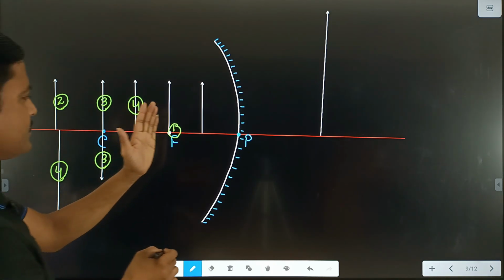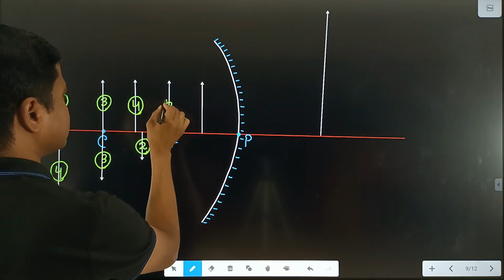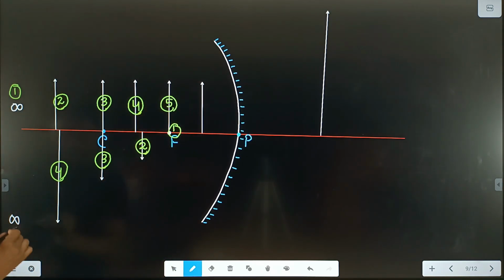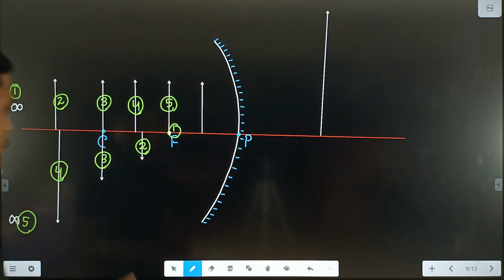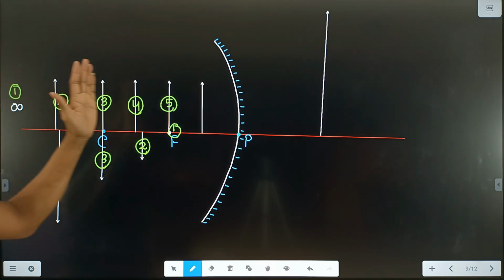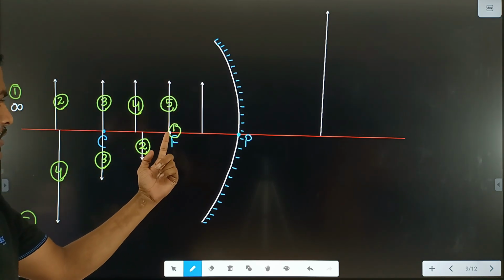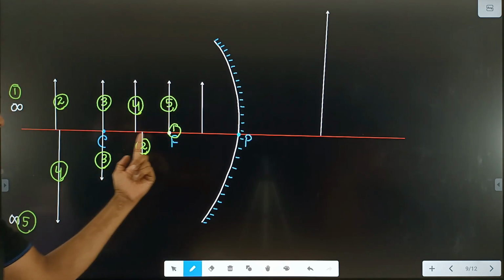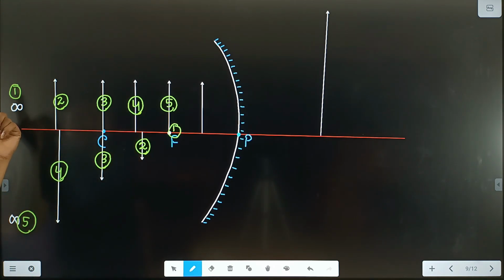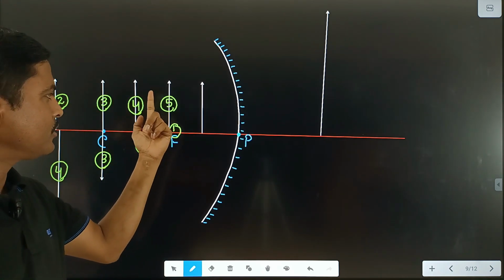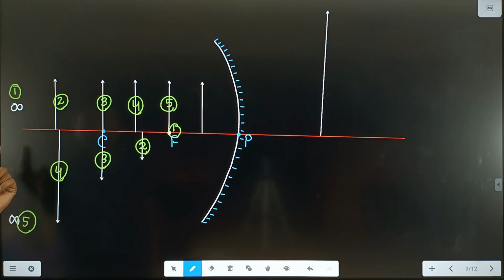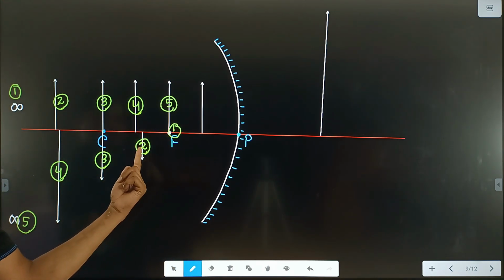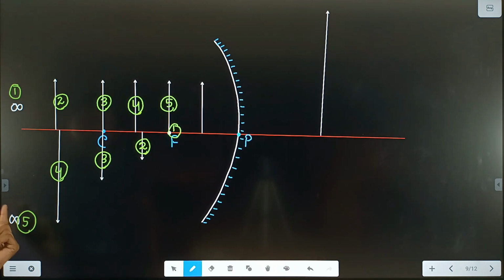Next, if object is situated at focus, that is number 5, image is formed at infinity. If we move the object from infinity up to focus, then image also moves away from the mirror. If object is moved towards the mirror up to focus, image is formed away from the mirror, and here the size of the image is gradually increasing.